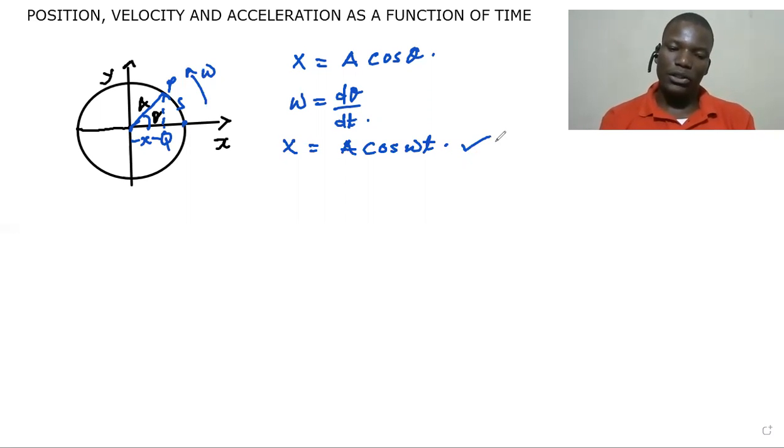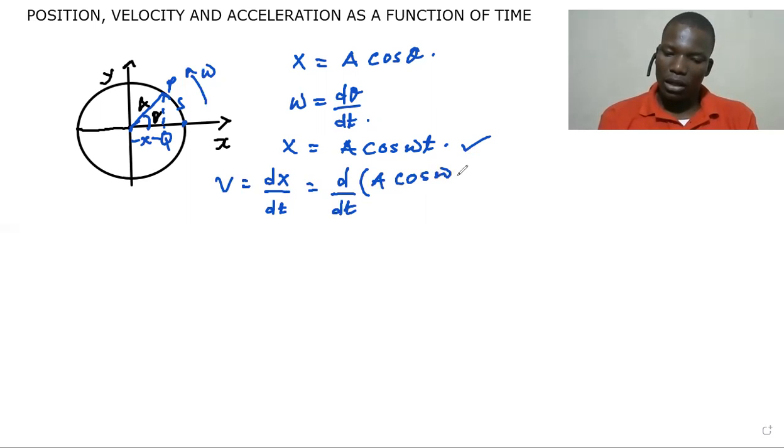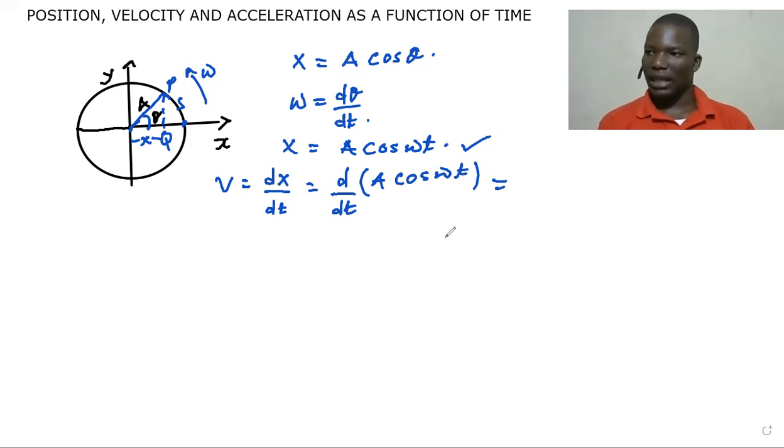So we are going to derive also for velocity. So now we know that velocity is actually the change in position with respect to time. That's velocity. So it's just differentiating position with respect to time. So we're going to have our position as that, and then we are differentiating this with respect to time. So what we get here is that the derivative of cos is actually a negative sine.